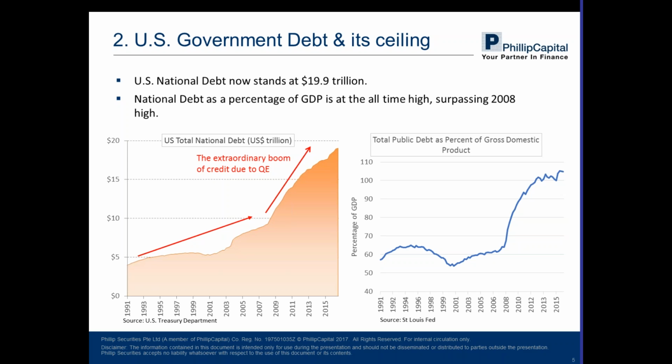So since '08, we all know what happened. U.S. Treasuries issued an unprecedented amount of U.S. Treasury bills, notes and bonds, so that the Fed could buy them and inject liquidity into the system. So you could see the trajectory of the national debt ballooned after '08, which is shown on the left-hand side of the chart.